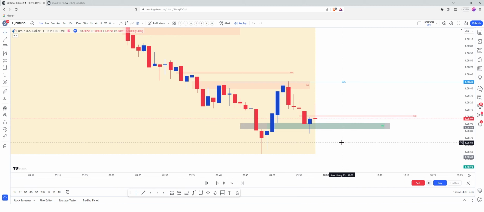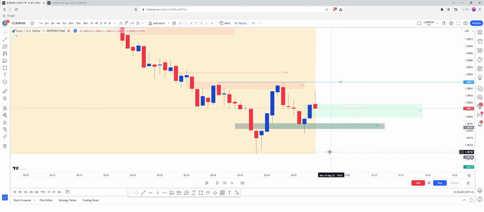9:57. Closed through this bearish fair value gap that was left there. So again, another good sign. We've left a bullish fair value gap at this point. So we've respected one bullish fair value gap. We have had a break of structure. We've created another bullish fair value gap at this point here.